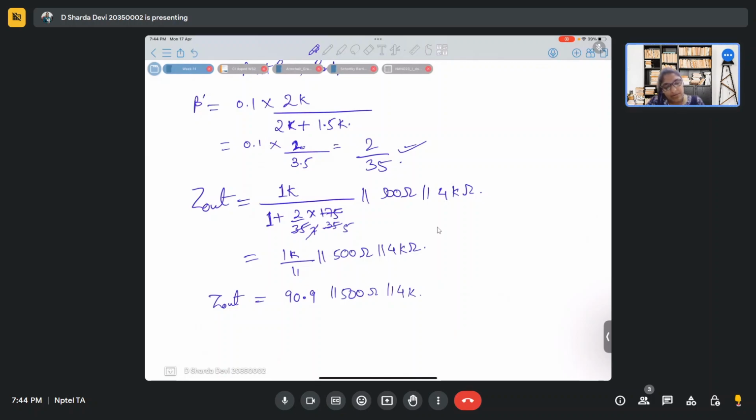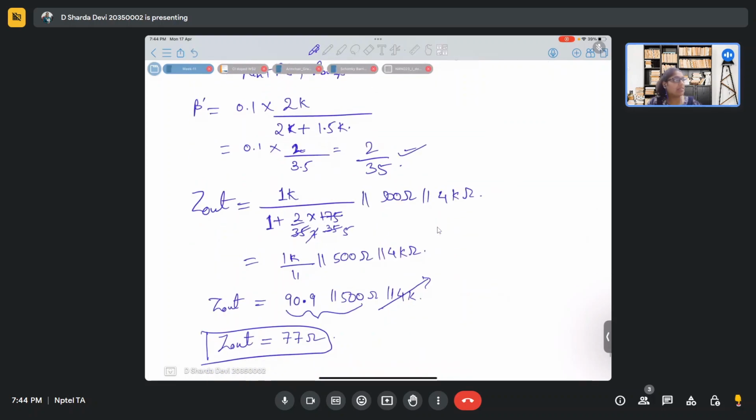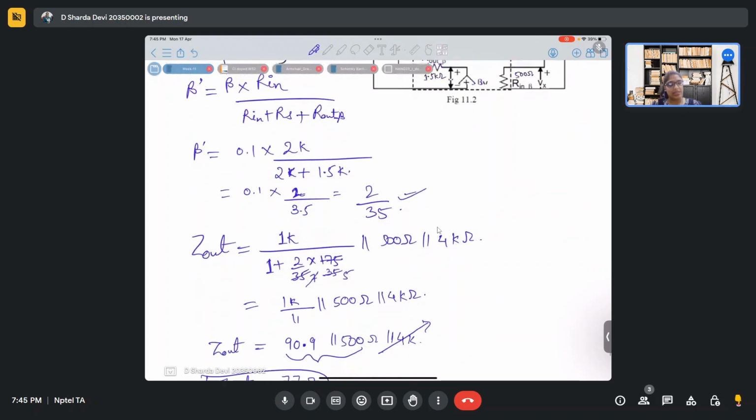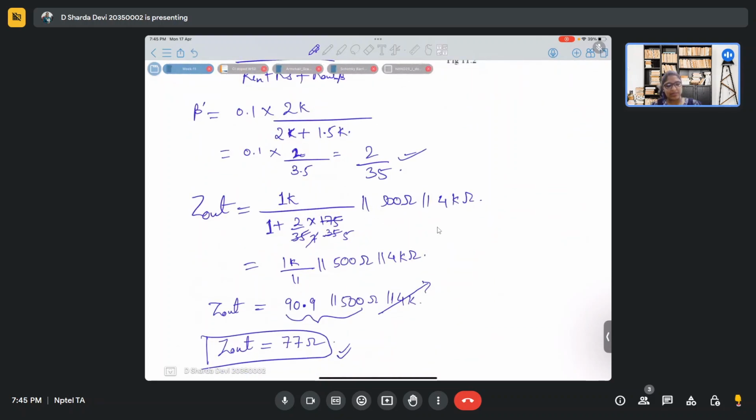See here, if we consider these two, this is 91 ohms, and this is 500 ohms, whereas this is 4000 ohms. So even if we neglect this also, we'll get Z out to be around 77 ohms. And since it is a numerical answer type, you will get a range for correct answers. So it sits in that range. So it is safe to neglect.